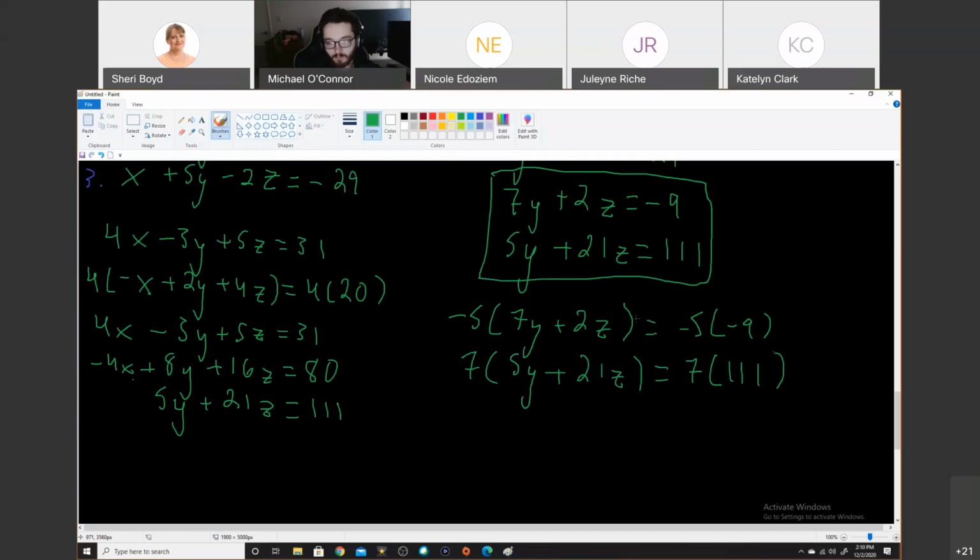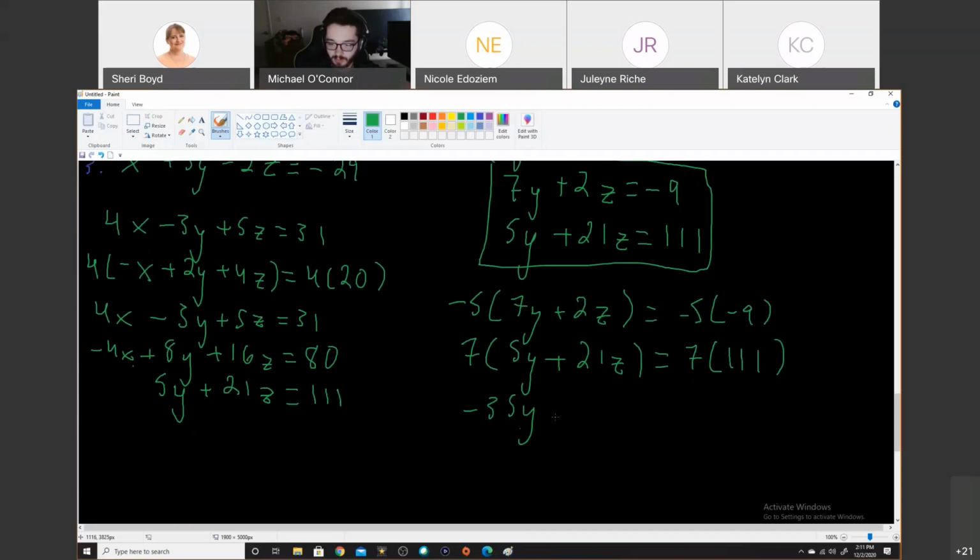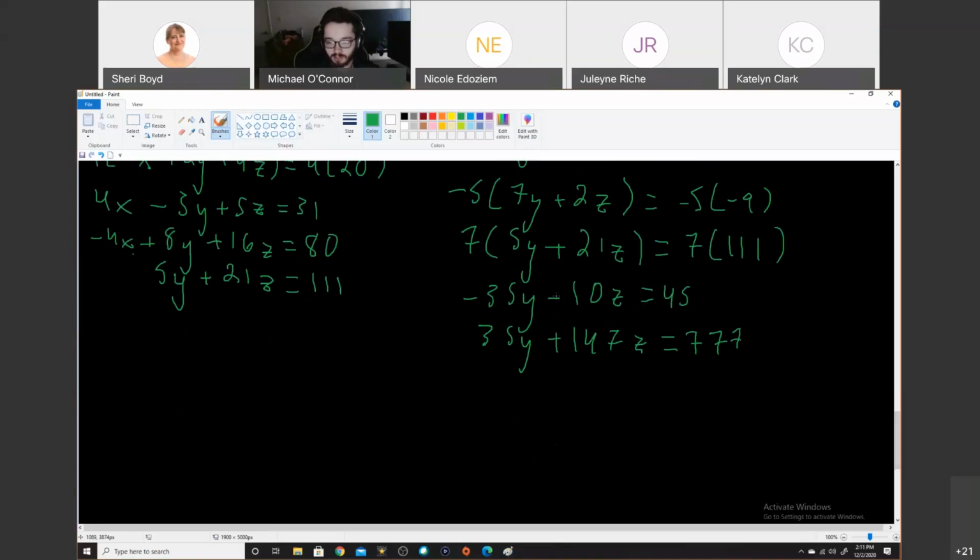And then I'm going to distribute the negative 5 in that top equation. So I get negative 35y minus 10z is equal to 45. And then I'm going to distribute the 7 in the bottom equation. So I get 35y plus 147z is equal to 777. And then the y's cancel out. So that's good when I add them together. So now I'm just going to add them together.